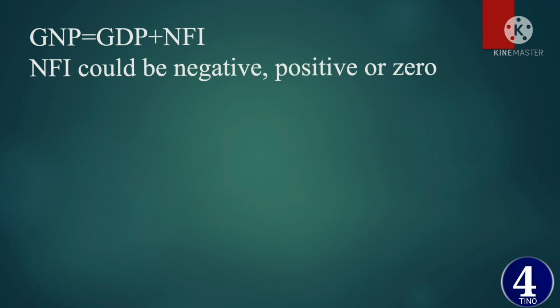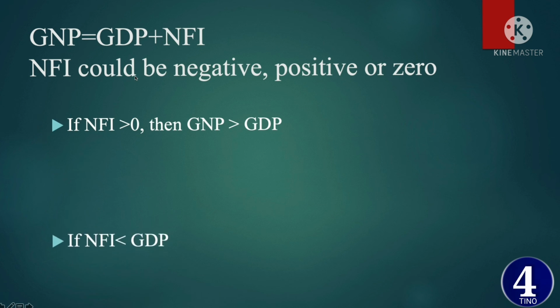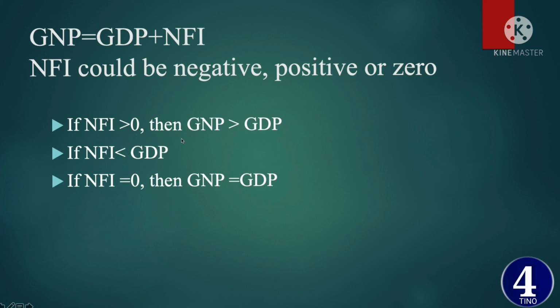So we have said previously that NFI could be negative, positive, or 0. Depending upon the result of NFI, the GNP and GDP are related in the following way. If NFI is positive, then GNP will be greater than GDP, because we are adding a positive number to GDP. If NFI is negative, we are deducting a number from GDP, which makes GDP greater than GNP.